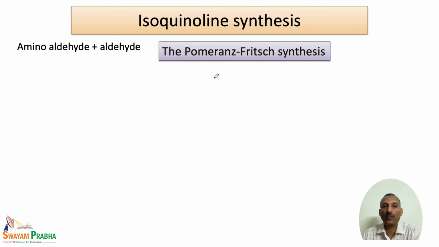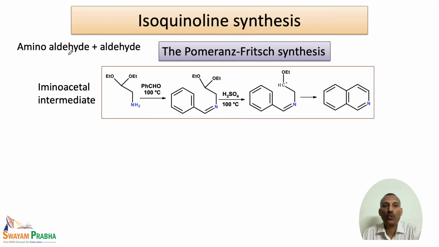So, the first reaction is the Pomeranz-Fritsch synthesis method. Here an aminoaldehyde and an aldehyde are reacted to give the isoquinoline derivative. Here the intermediate is the iminoacetal intermediate. The reason is that aminoaldehydes undergo self-condensation, so for this particular synthesis we cannot directly use the aminoaldehyde as a starting material. The aldehyde unit is protected as the acetal unit, so the iminoacetal intermediate is actually used as the starting material.